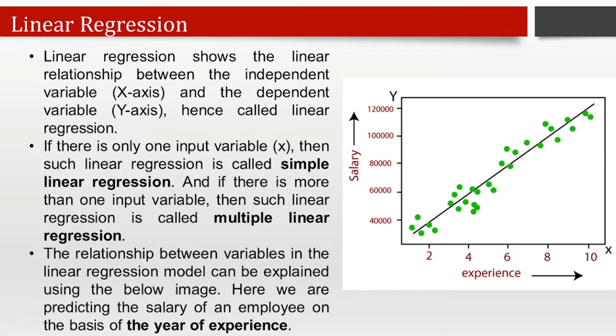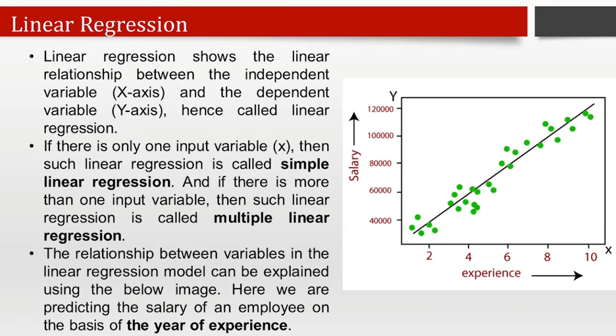Linear regression is a statistical regression method which is used for predictive analysis. It is one of the very simple and easy algorithms which works on regression and shows the relationship between continuous variables. It is used for solving the regression problem in machine learning. Linear regression shows the linear relationship between the independent variable which lies on the x-axis and the dependent variable which is on the y-axis, hence called linear regression.